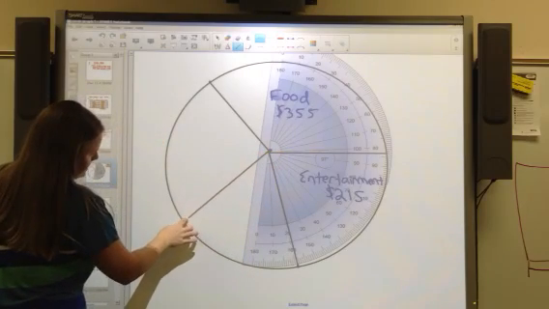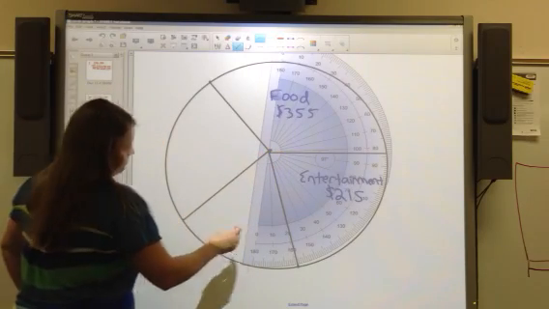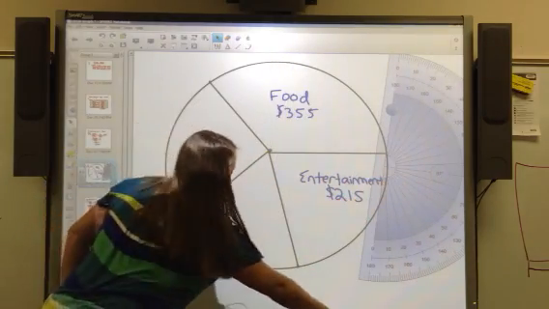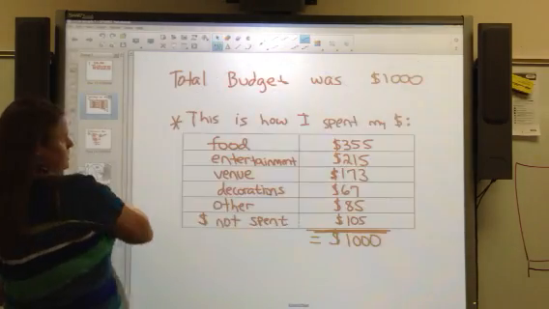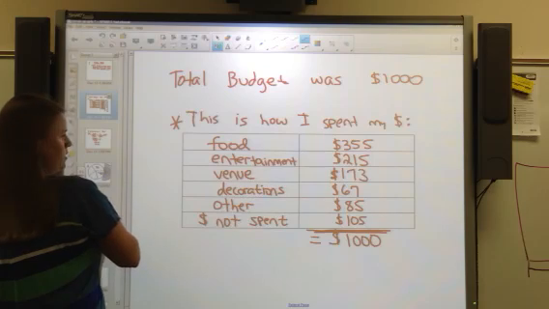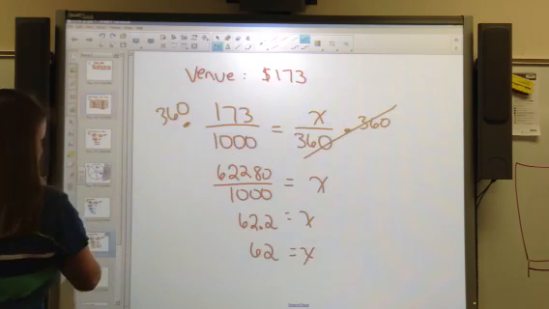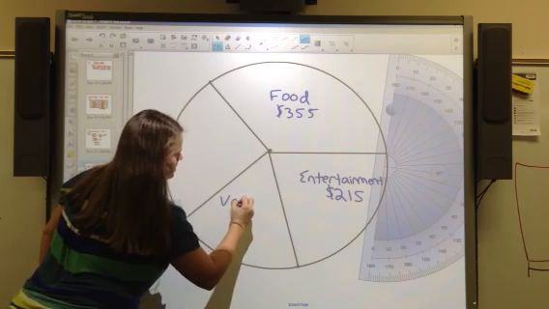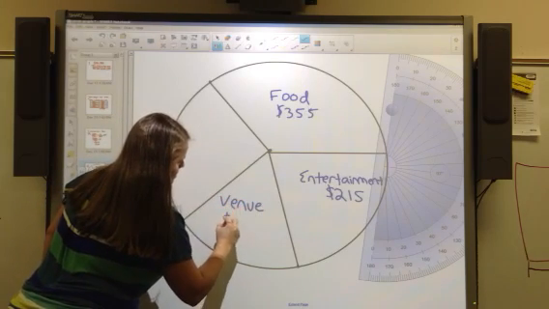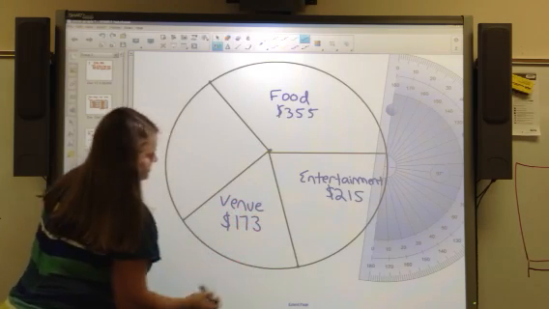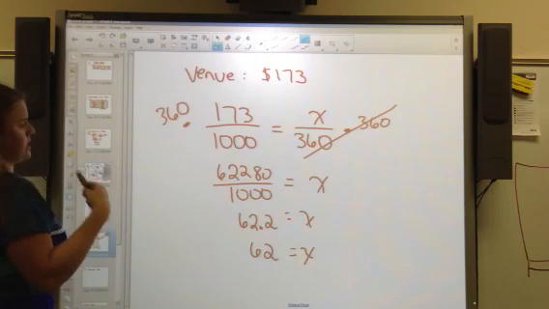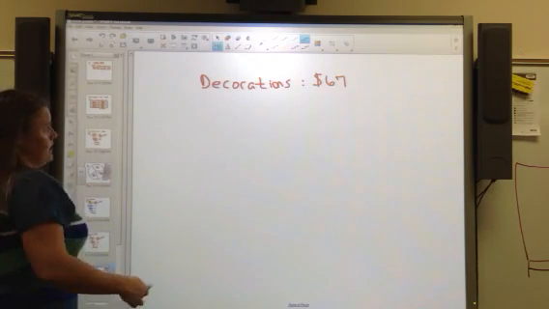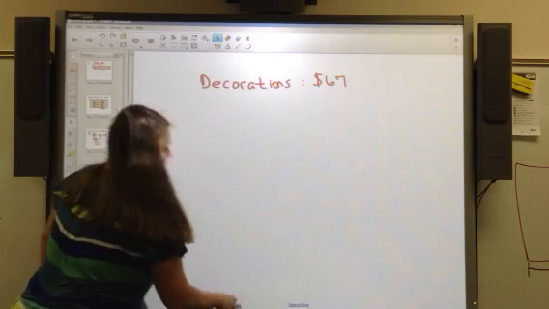and connect it to my dot. All right. So now I have, this was the venue for 173, is that right? Yeah. So the venue is $173. But again, the venue is only 62 degrees of the whole circle. Next one, decorations.